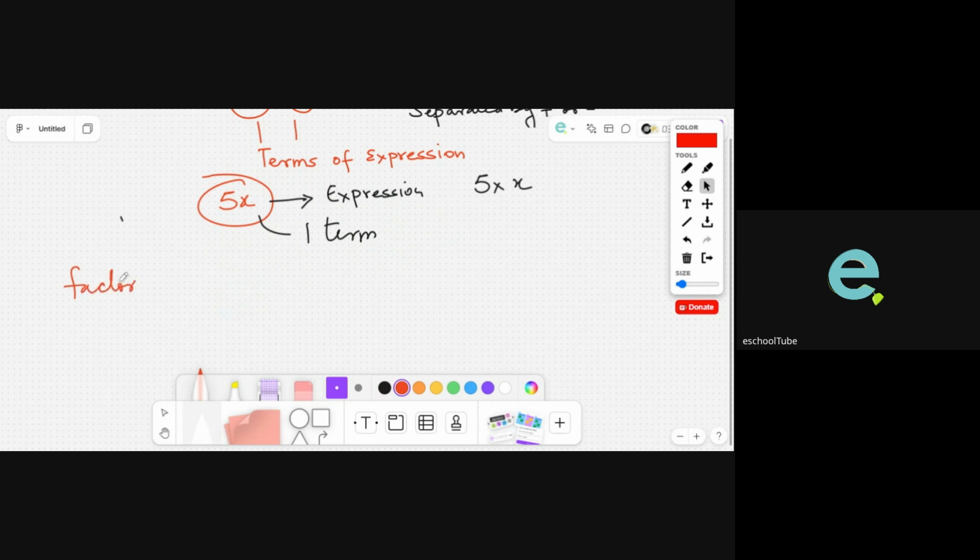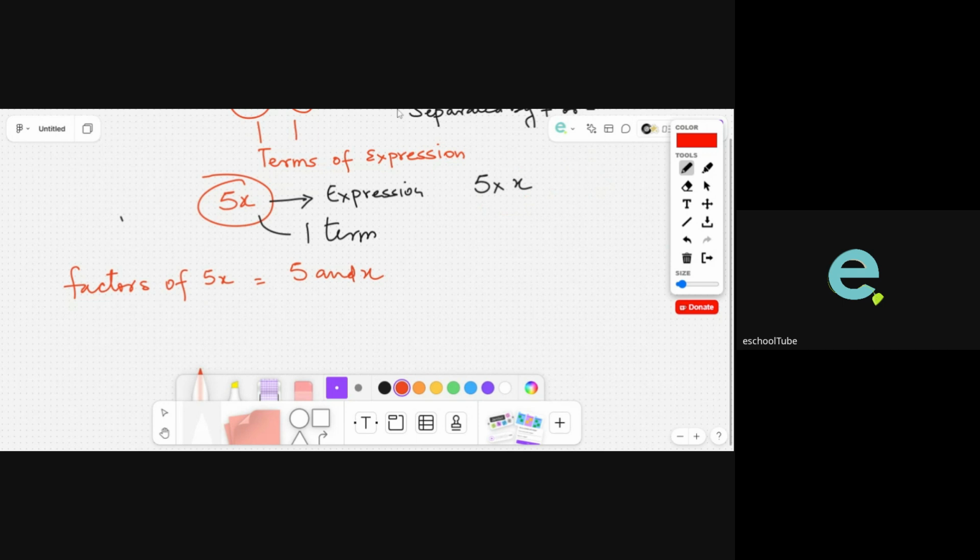Factors of 5x. They are 5 and x. There are two factors because हमने factors and multiples पढ़े हैं. Factors क्या होते हैं? When you multiply two numbers, you get a multiple. So 5x is a multiple and 5 and x are factors. So ये याद रखना. Factors and terms, they are somewhat different.